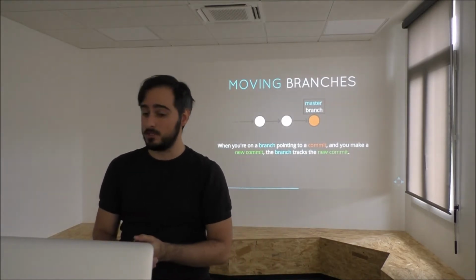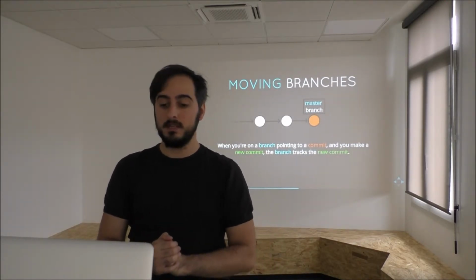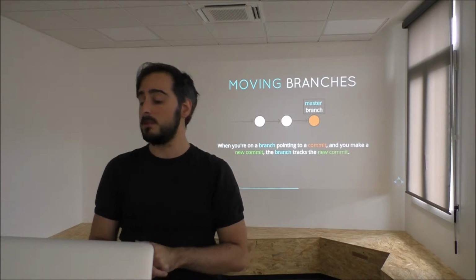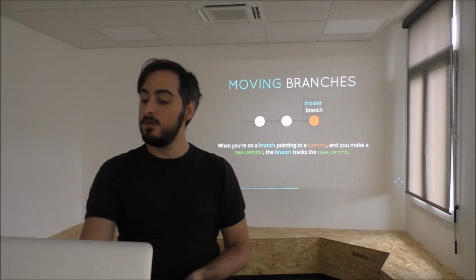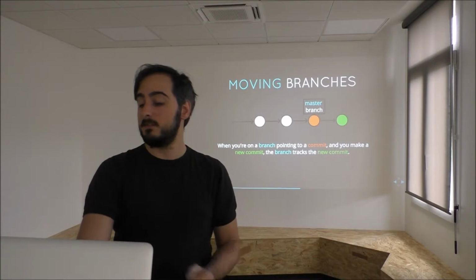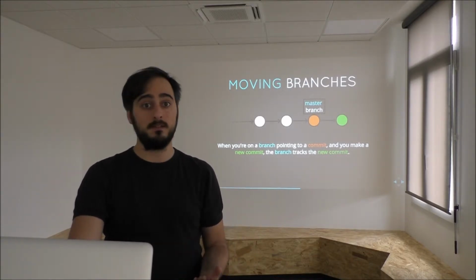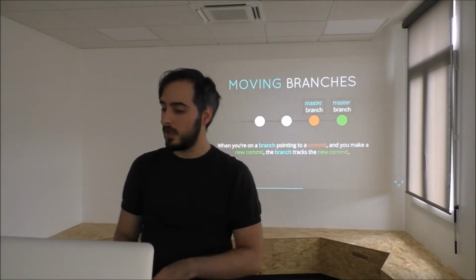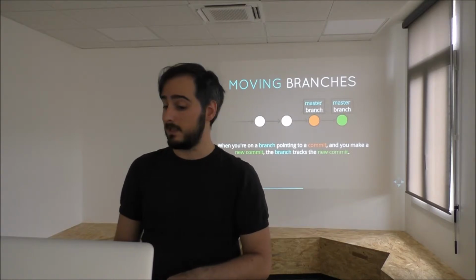How can you move branches? You can move branches when you're a branch pointing to a commit and you make a new commit. The branch moves with the new commit. It means when you make a commit, the green commit here, your branch goes to the green commit automatically.